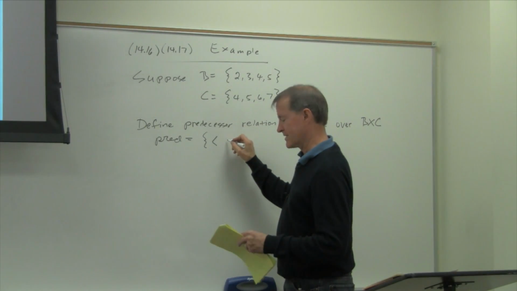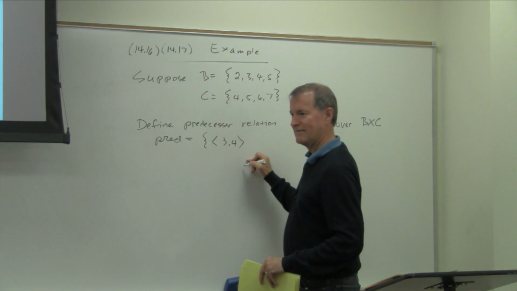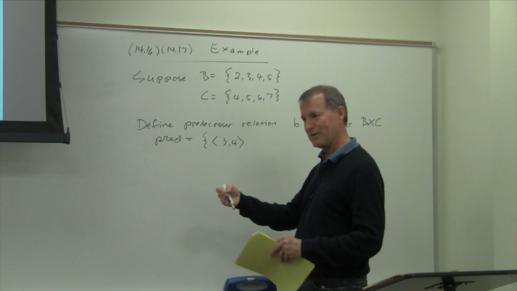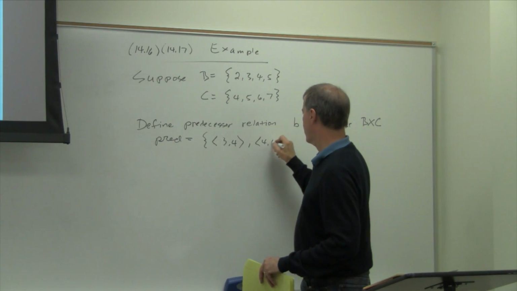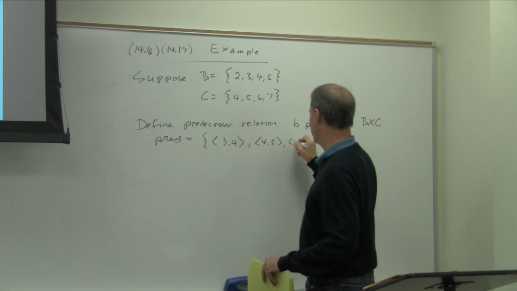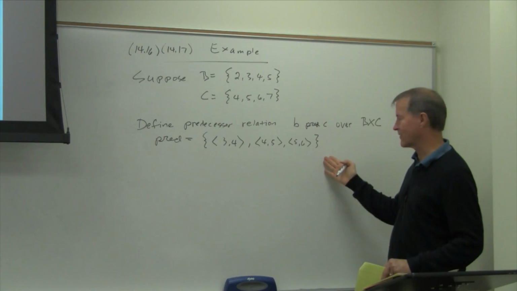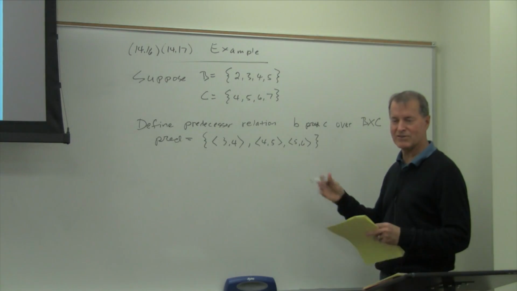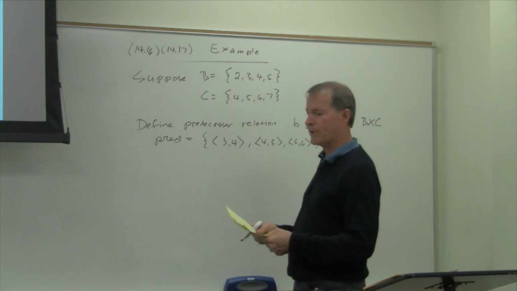Well, 3 is the predecessor of 4, right? I mean, that's the one that comes right before it. So 3, 4, 4, 5, and 5, 6. Is everybody clear? This is just by definition, and we're just defining this. I made this up just for this example. Now here's how you picture it.